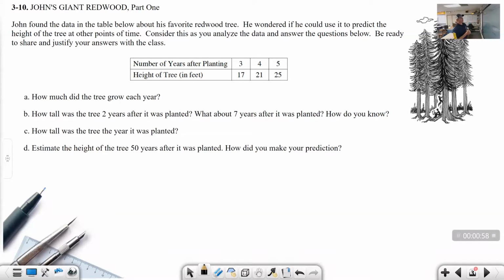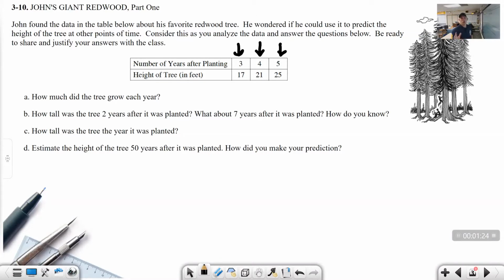He wondered if he could use it to predict the height of the tree at other points in time. So notice he only collected information in year 3, year 4, and year 5. But he wanted to know if he could collect data in other years. Be ready to share and justify your answers with the class.